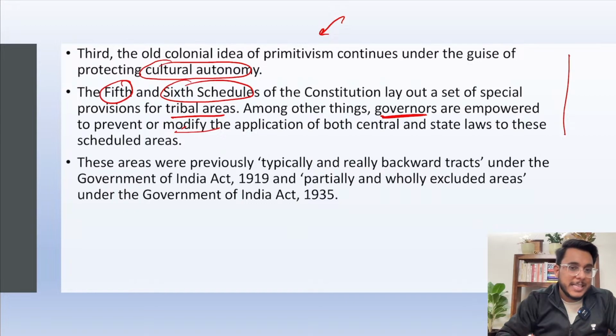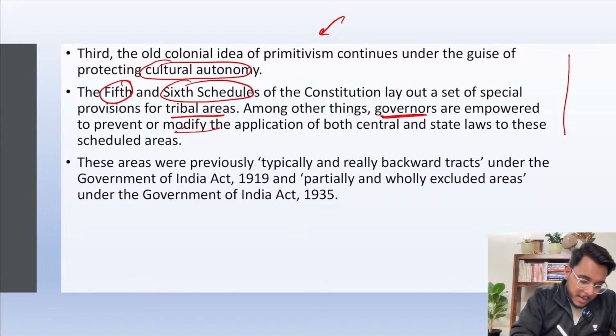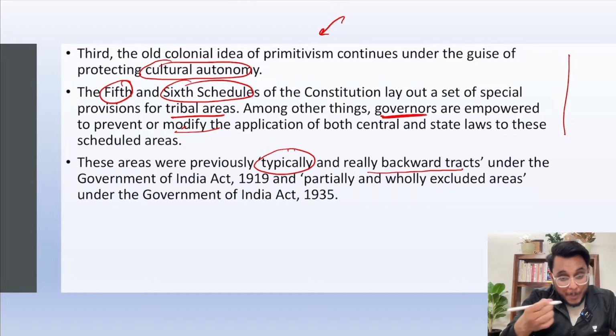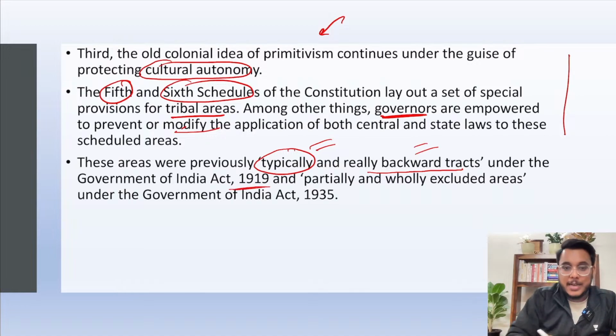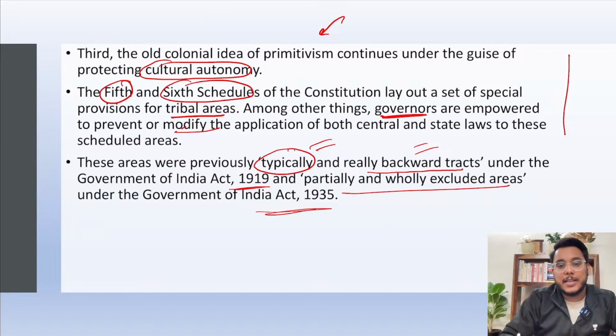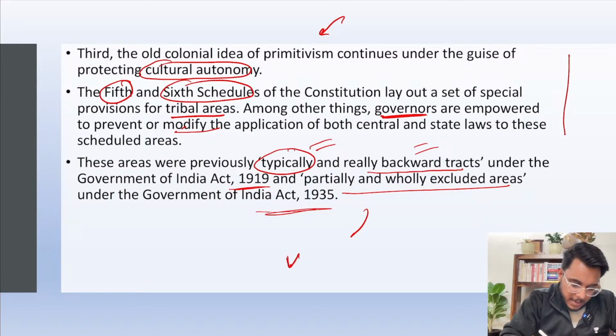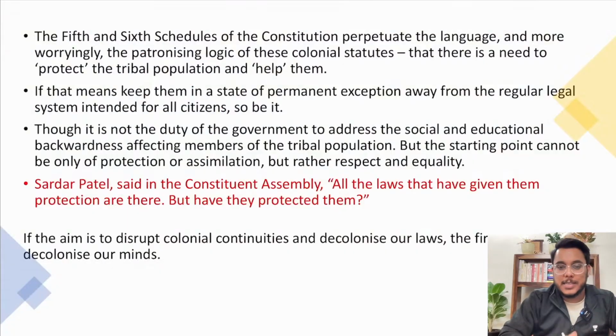These areas were previously called typically and really backward tracts, and they were mentioned as the typically and really backward tracts under the Government of India Act 1919, and they were also declared as the partially and wholly excluded areas under the Government of India Act 1935. And these areas, in the Constitution, came under Schedule 5 and Schedule 6. This is what has happened.